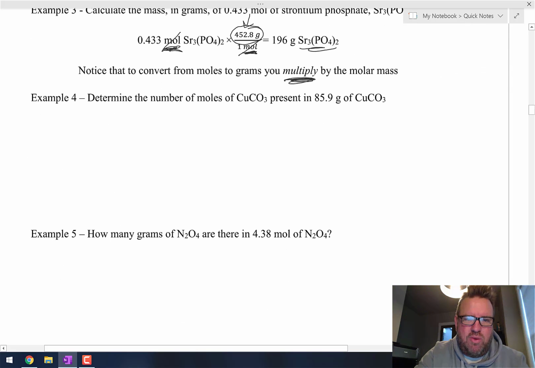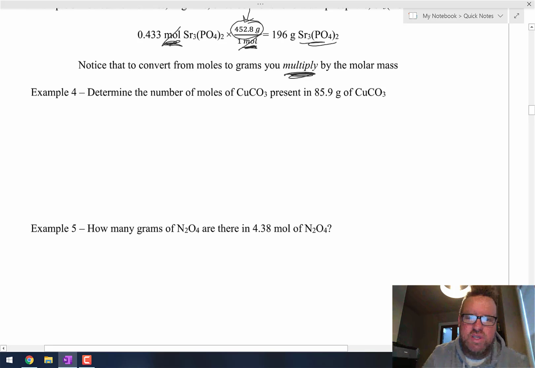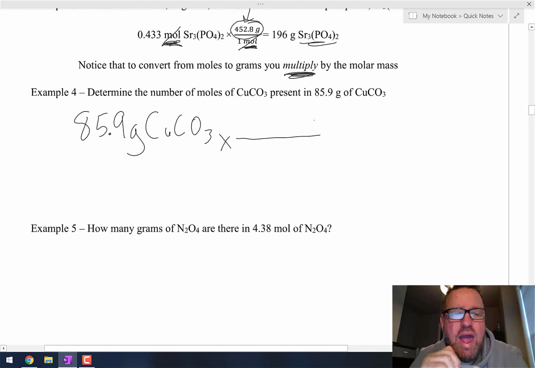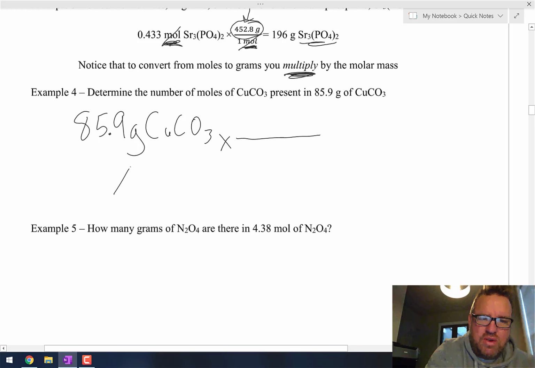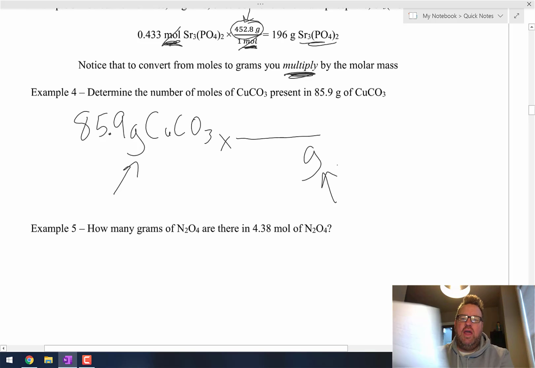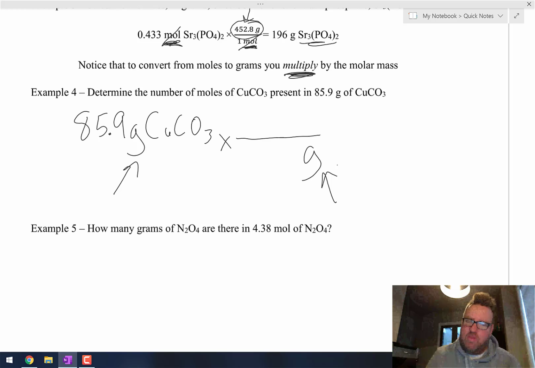Okay, example number 4 says determine the number of moles of CuCO3 present in 85.9 grams. So in this case, we're starting with 85.9 grams of CuCO3. Now we know that because grams are up here, grams have to go on the bottom. So now is where I need to stop. I need to go to my periodic table and figure out the molar mass of CuCO3. How many grams are in a mole of copper carbonate?